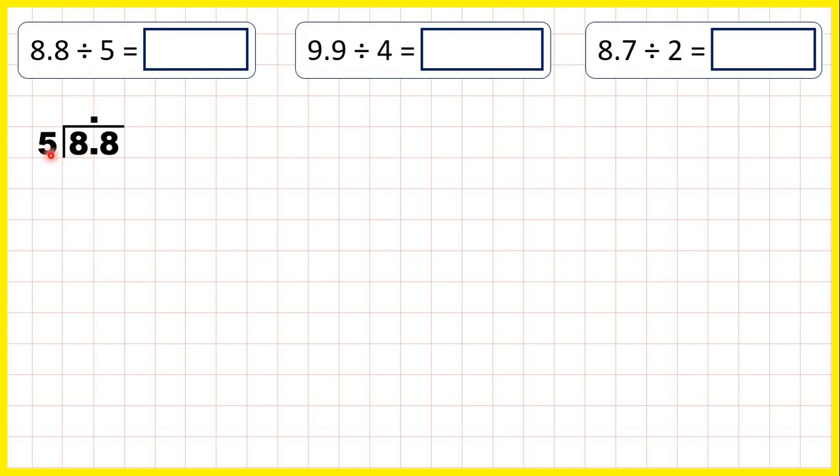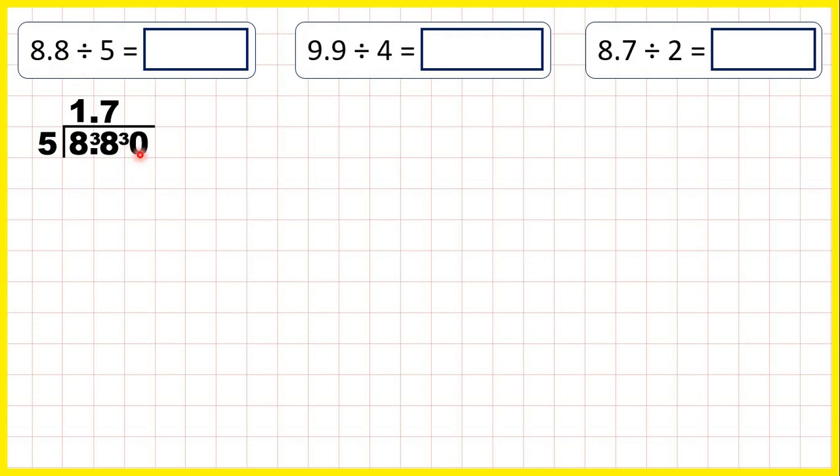8 divided by 5 is 1 remainder 3, so now in our tenths we have 38 divided by 5. That's 7 remainder 3, so what we need to do is extend our dividend with a 0 so that we have a digit to write our remainder 3 in front of. And we can do that because 8.80 is the same as 8.8, so we haven't changed the question.